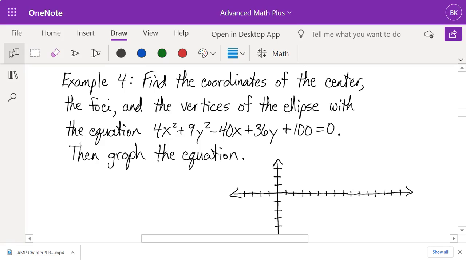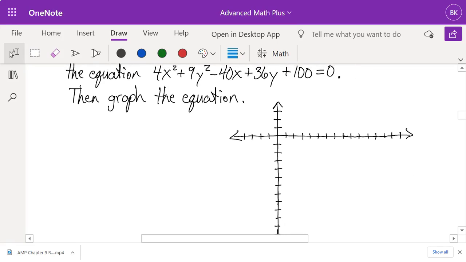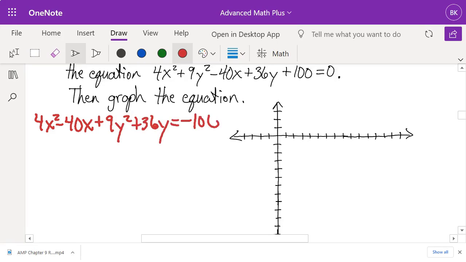Is it in the right form? No. It is not. This is the general form. We need to put it in the standard form. So, here we go. I'm going to get my what together? X's and my Y's and move the number over to the right. So, 4x squared minus 40x plus 9y squared plus 36y equals negative 100. Okay?